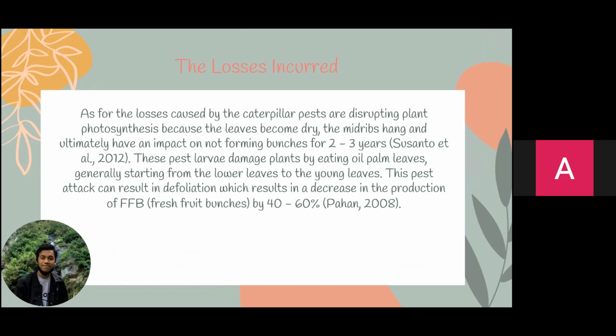Okay, we move to the loss incurred. The loss caused by the caterpillar pests is disrupted plant photosynthesis, because the leaves become dry and the midribs hang, which ultimately has an impact on not forming bunches for 2 to 3 years. These pest larvae damage the plant by eating oil palm leaves, generally starting from the lower leaves to the young leaves. This pest attack can result in defoliation, which results in a decrease in the production of FFB, fresh fruit bunch, by 40 to 60%.